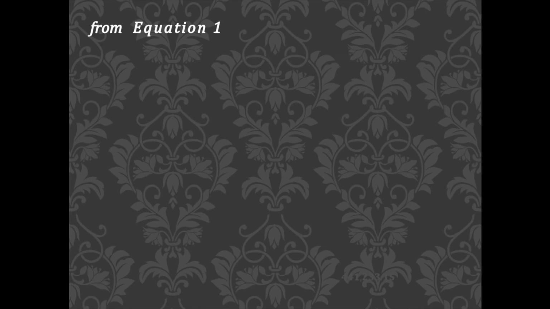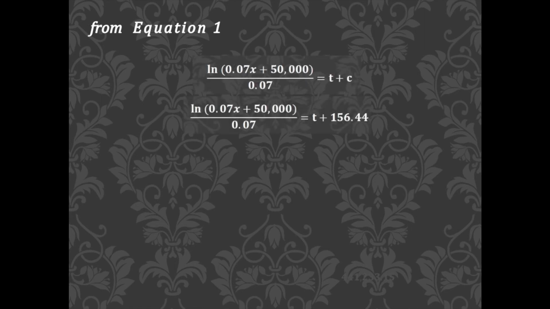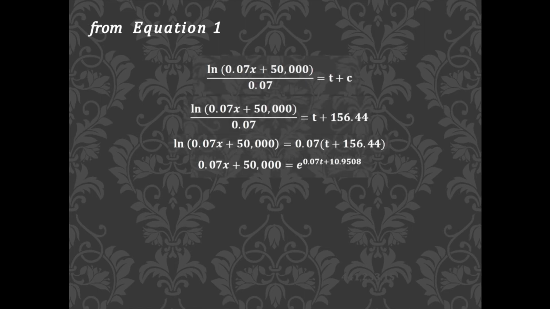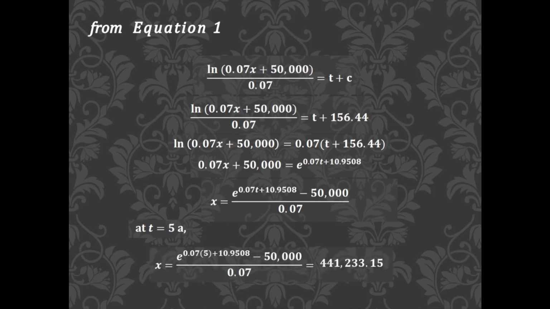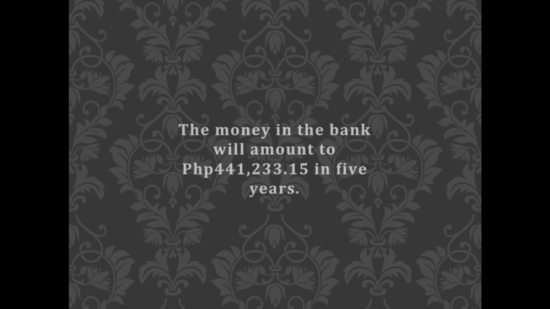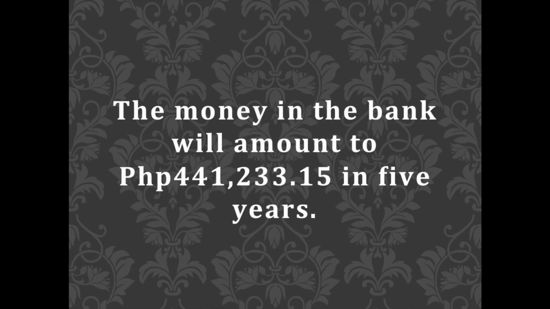We go back to equation 1 and substitute the value of c we got. We then solve for x in terms of t, and then substitute t = 5 since we are asked for x at t = 5. We readily solve for x with this substitution and we get x = 441,233.15. Therefore, the man's money in the bank will be 441,233 pesos and 15 centavos in 5 years.